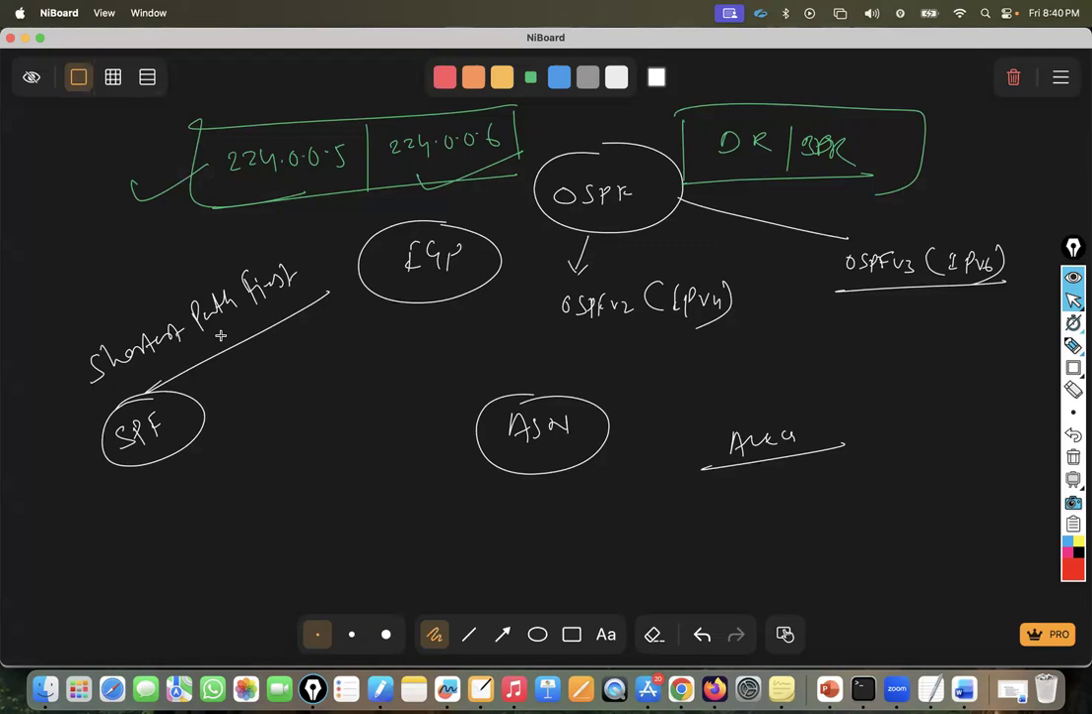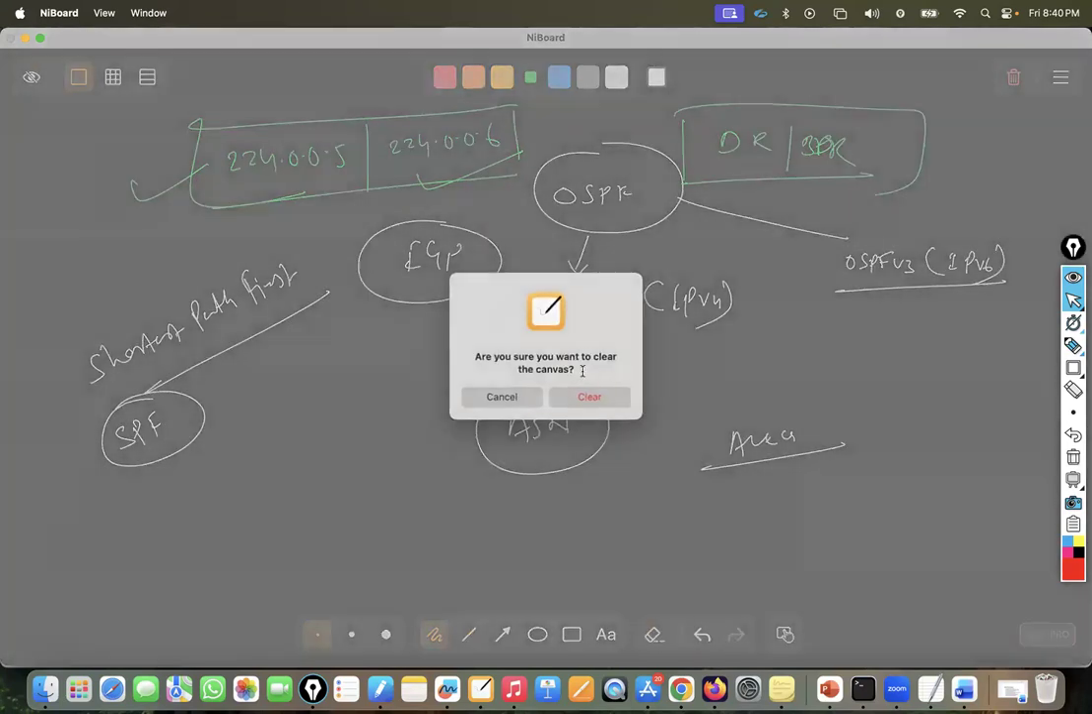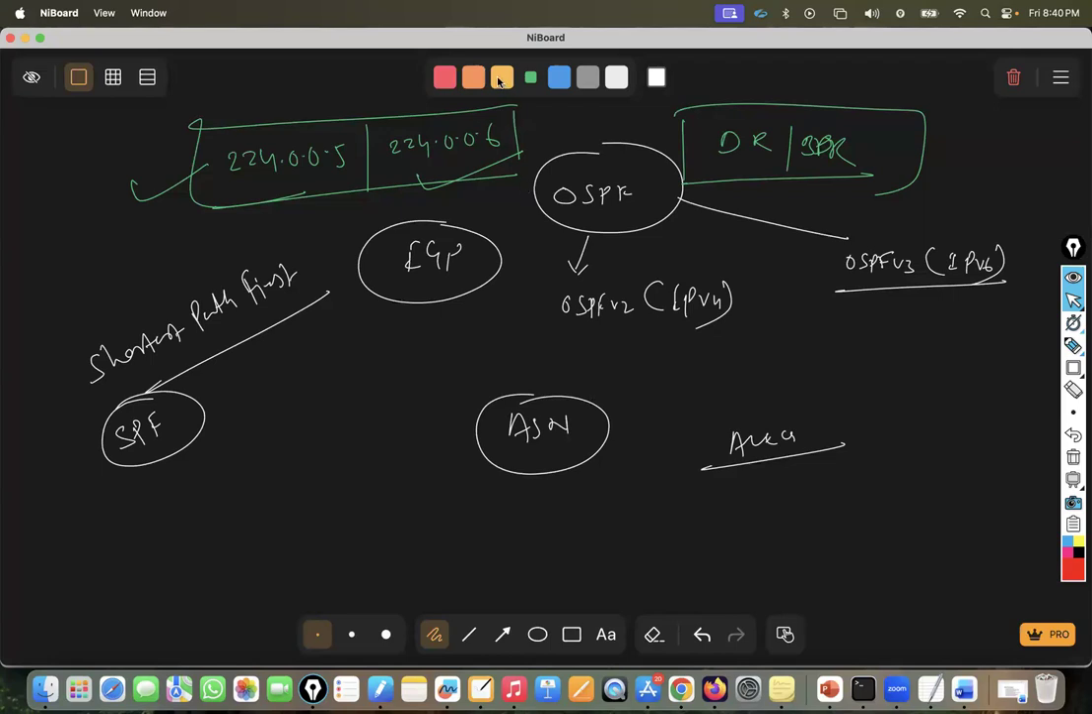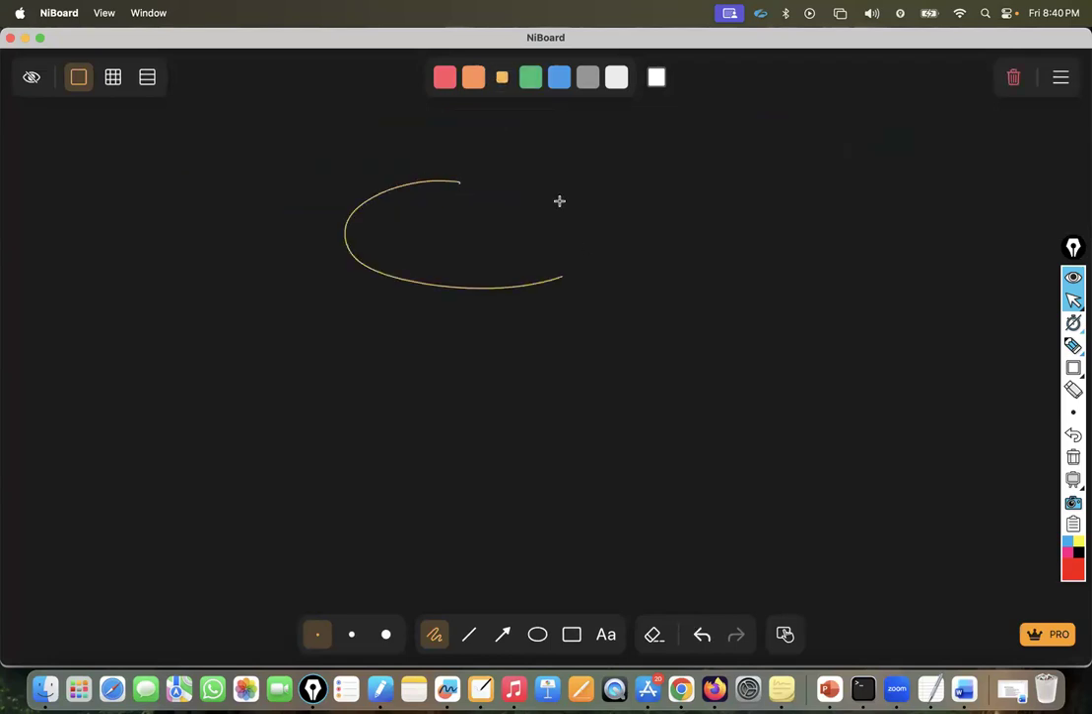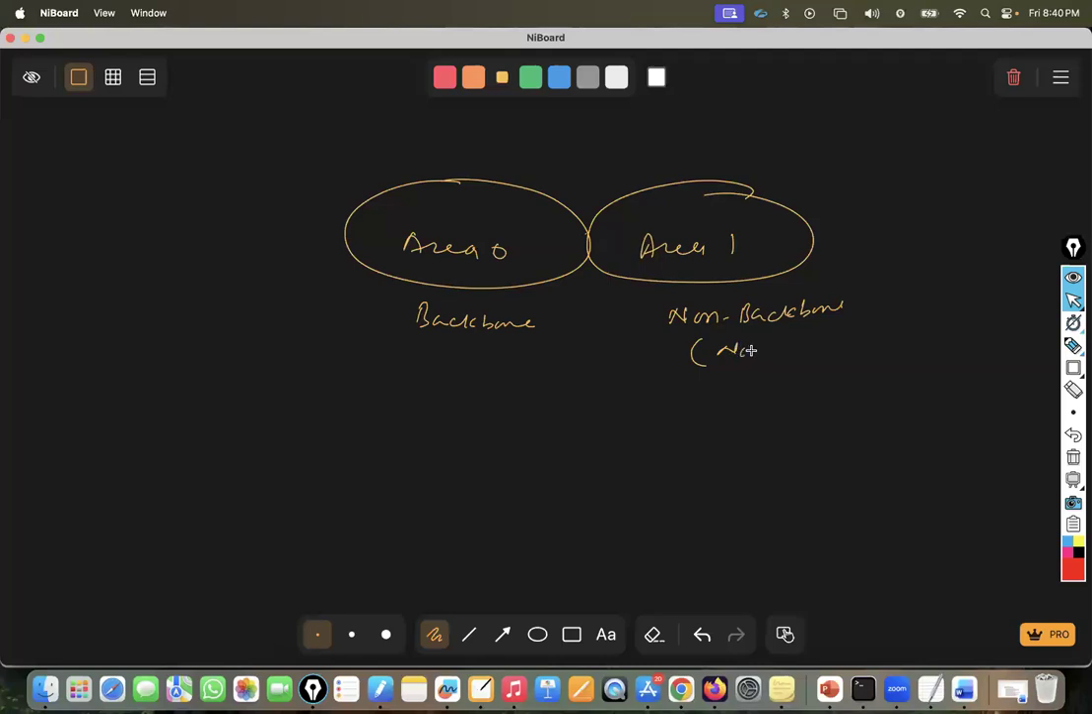So there might be the normal area, there is a backbone area, area 1, area 2, area 3. Whatever the area 0 we have, that is known as the backbone area. So they design topology in such a way. This might be area 0. This is going to be known as the backbone area. But another area is going to be connected, area 1. This is known as the non-backbone area. It's known as the normal area.